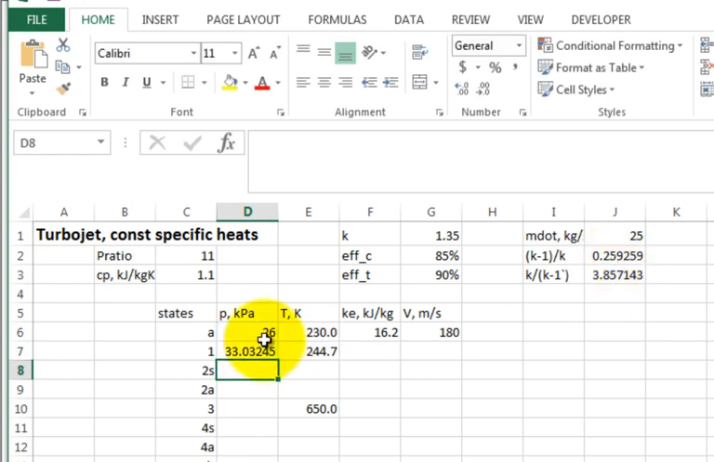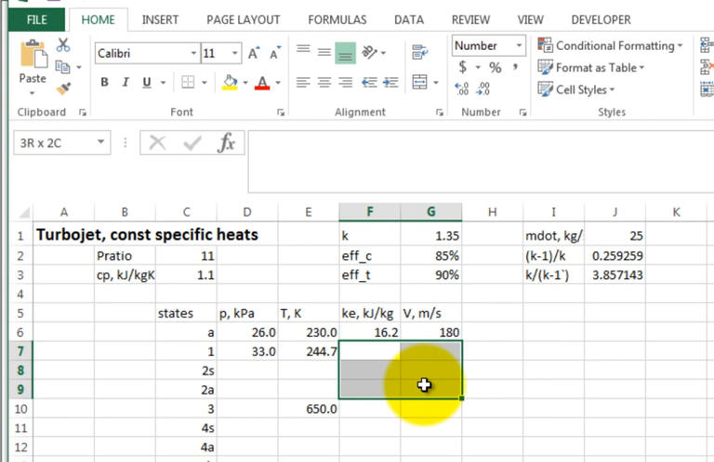So there's my pressure. My pressure is 33 kilopascals at the end of the diffuser. I look at it, looks reasonable, temperature is up, and the pressure is up. Okay. We're not going to do the kinetic energy and the velocity until we get all the way down to B again. So the rest of these are going to be blanks in there.